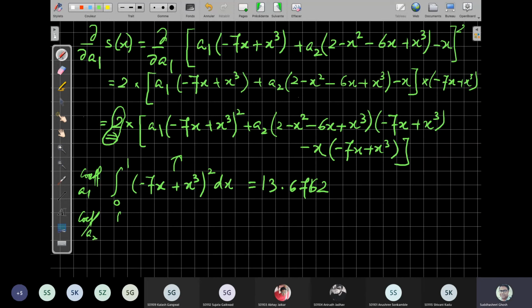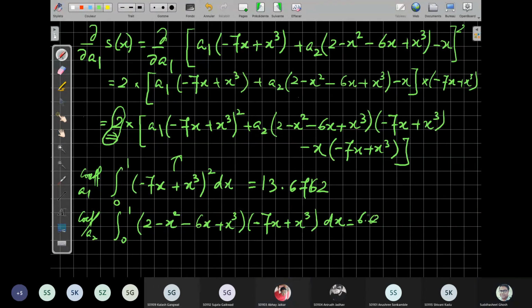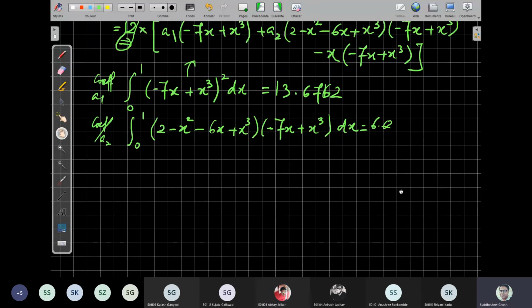Again, from 0 to 1, please help me in solving this: 2 minus x square minus 6x plus x cube into minus 7x plus x cube dx. Evaluate this, that will be the coefficient of a2. 6.62. Tell the whole value. 6.6262.